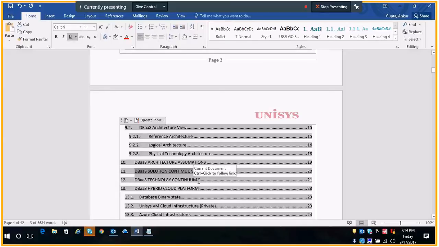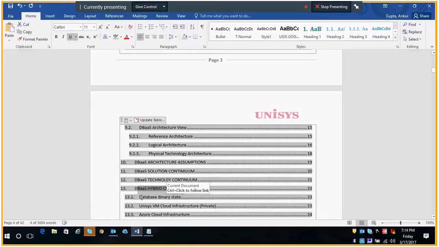Technology continuum would be the next level of solutioning, that is, what we would be looking at from the technology platform, what would be my database binary stack in that. Somehow it is redundant to what we are talking about in technology continuum, but then I thought we can take a call between database technology continuum and hybrid cloud platform, whichever you guys think is better to understand.